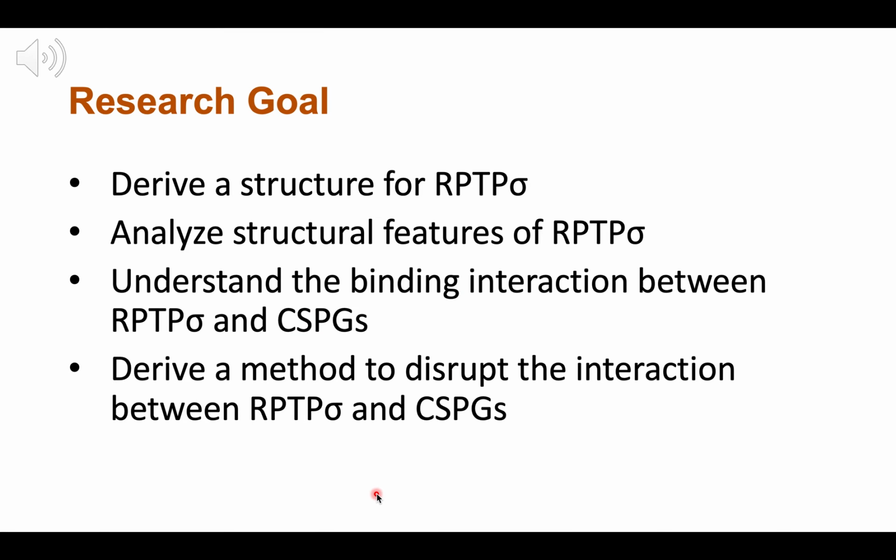Goals of the study consist of 4 elements. One is deriving a structure for the RPTP sigma receptor. Second is analyzing the structural features and properties of this receptor. Third is understanding the binding interaction between the receptor and CSPGs. And fourth is deriving a method to disrupt the interaction between the receptor and inhibitory molecule to therefore improve axonal regeneration and functional behavioral recovery after injury.